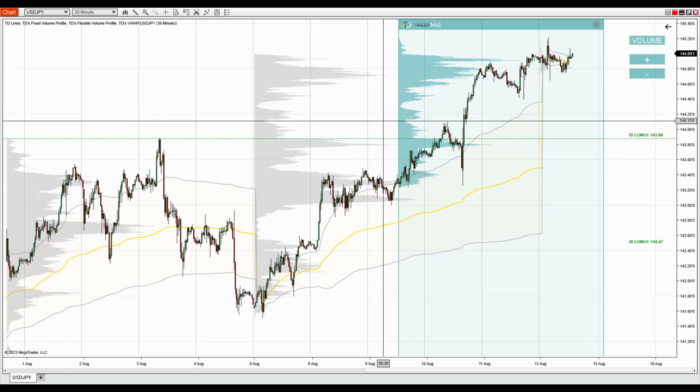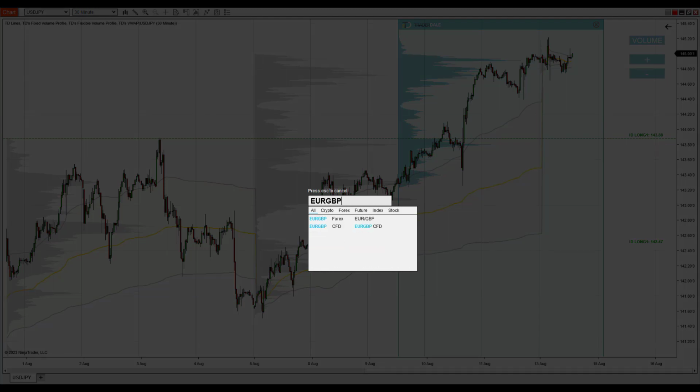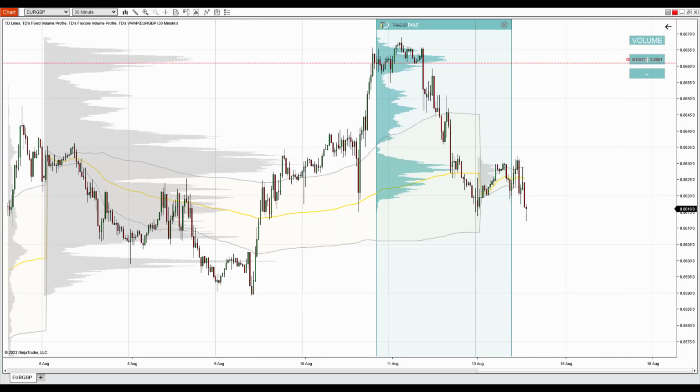and let me now switch over to the next trading idea, and the next one will be on the euro British pound. So this is the euro British pound. On Friday, there was a pretty sharp sell-off, and as you can see, before this sell-off, heavy volumes were accumulated.